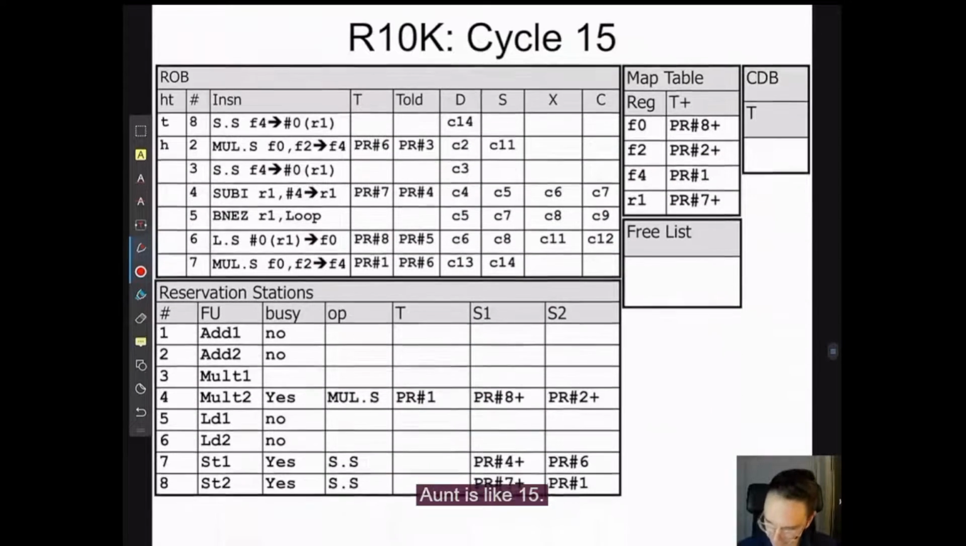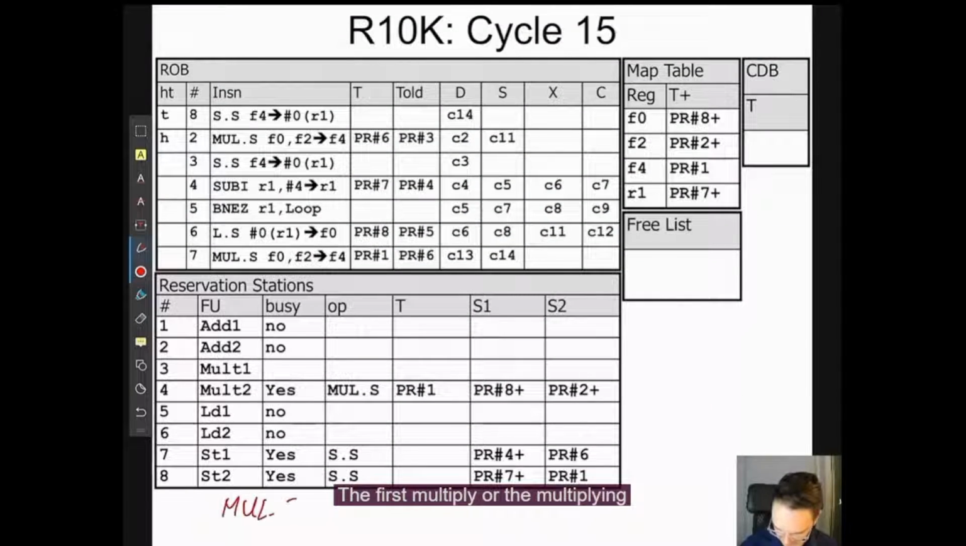On to cycle 15. The first multiply, or the multiply from the first loop iteration, finishes its execution by the end of cycle 15. So it was executing for 4 cycles. The second multiply issued last cycle. It read the physical register file last cycle. Don't forget about that. So it starts its execution in cycle 15, and that will run for 4 cycles. There are no other instructions to issue, so turning to dispatch, we can't proceed.